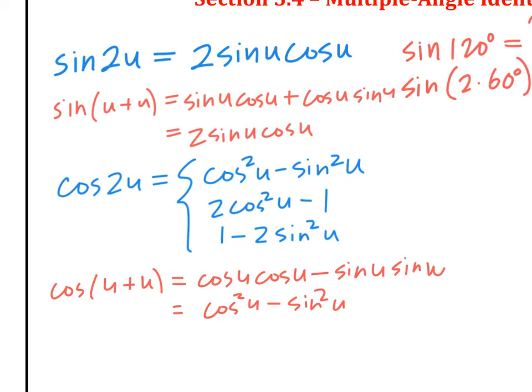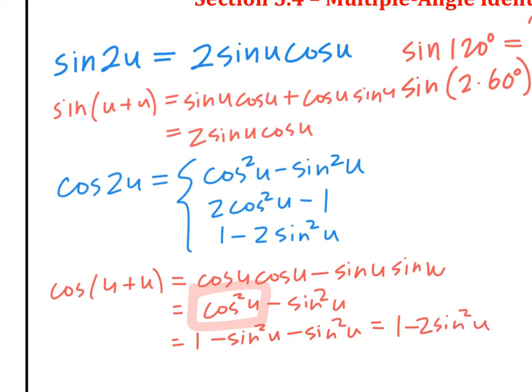How do I get to the other two? Let's think about our Pythagorean identity. Cosine squared is the same thing as what? Cosine squared is 1 minus sine squared. So 1 minus sine squared, minus sine squared. That is 1 minus 2 sine squared. So we got a third one.